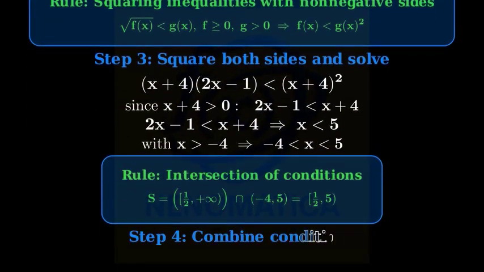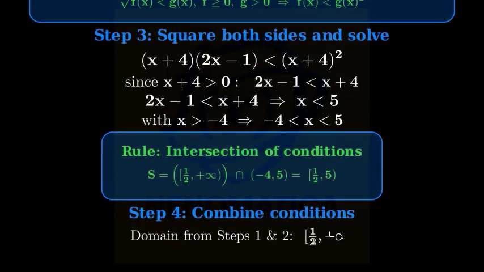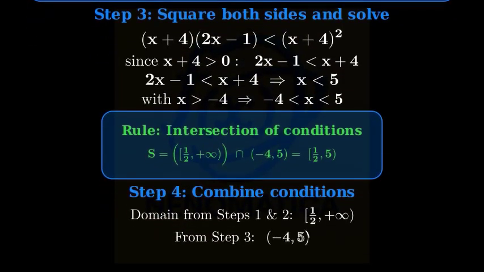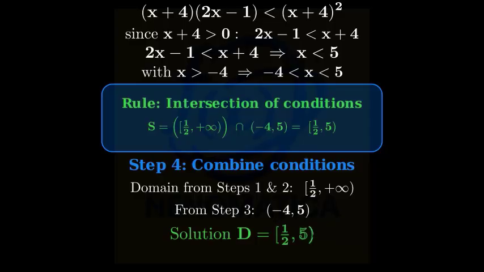Step 4. Intersect the domain from steps 1 and 2 with the inequality result from step 3. Show the rule box. Add the step 4 title. Compute the intersection to get the final solution set from 1/2 inclusive to 5 exclusive. Present the answer in green.